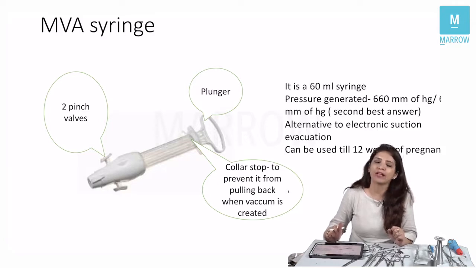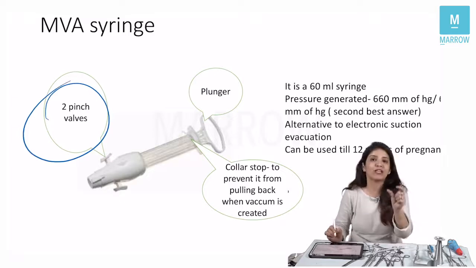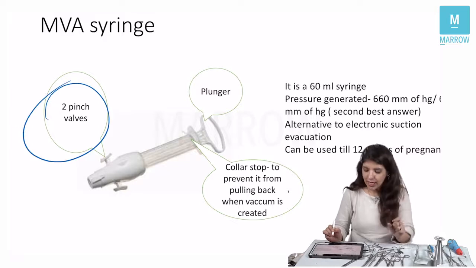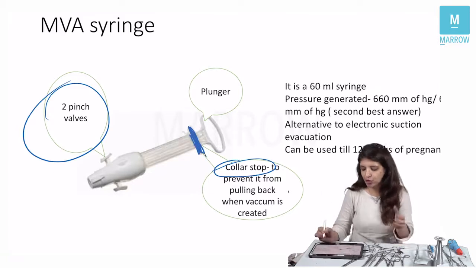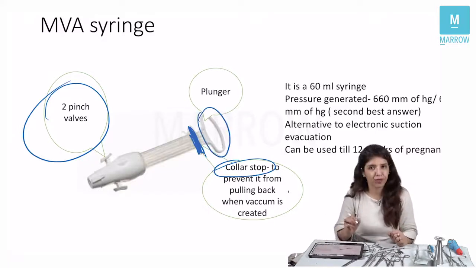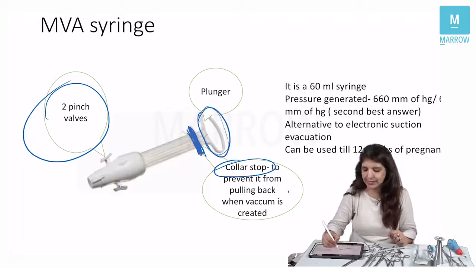So this manual vacuum aspiration syringe is another very important instrument for identification. In the manual vacuum aspiration syringe, you have to remember that it has two pinch valves. These pinch valves help to create vacuum, right? Then you have a collar stop at the end. This collar stop helps to prevent the plunger from getting pulled back when the vacuum is created, and you have a plunger here, right? So it has two pinch valves, a collar stop, and a plunger.